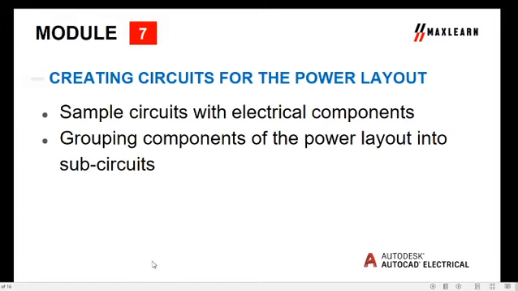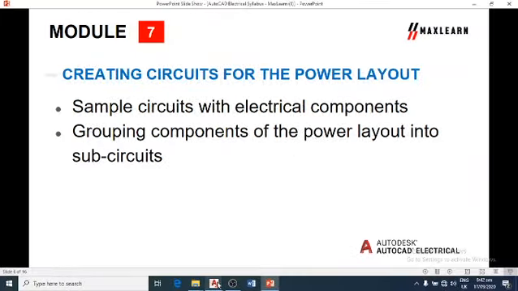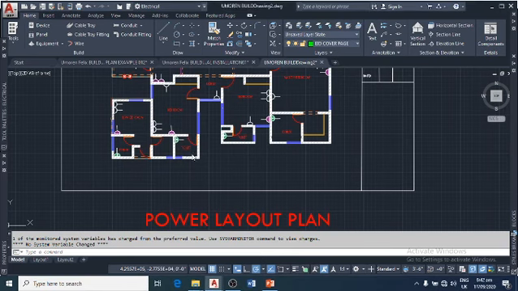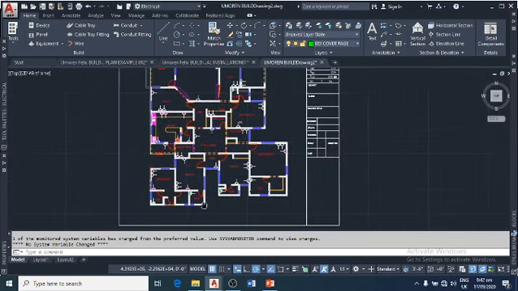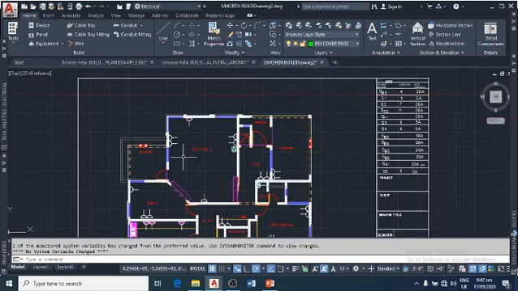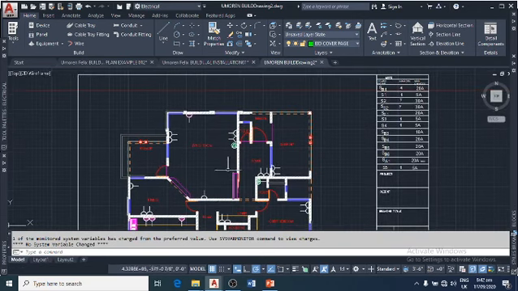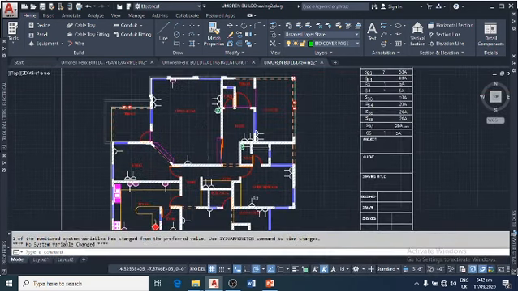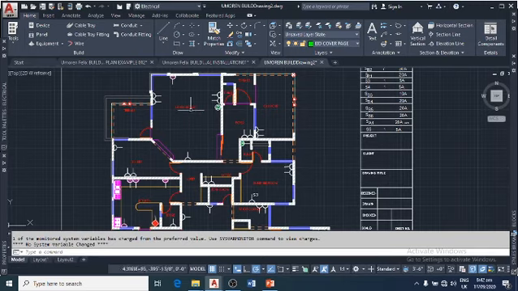Okay, I'll take you to our AutoCAD environment where our design will be done. This is our power layout which we designed in our last class. Today we'll be grouping the components here, the switch sockets, into sub-circuits.